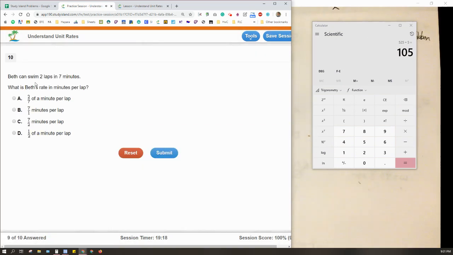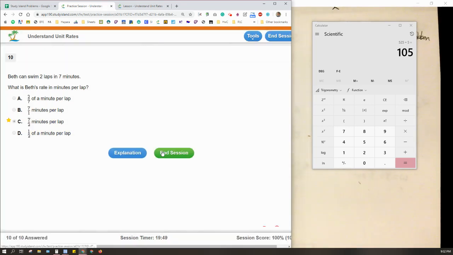One more. Beth can swim 2 laps in 7 minutes. What is Beth's rate in minutes per lap? Minutes per lap is minutes divided by laps. How many minutes? 7 divided by how many laps? 2. That's 7 divided by 2. So which one of these says 7 over 2 or 7 divided by 2? And the answer is C, and it has minutes per lap, which we want.